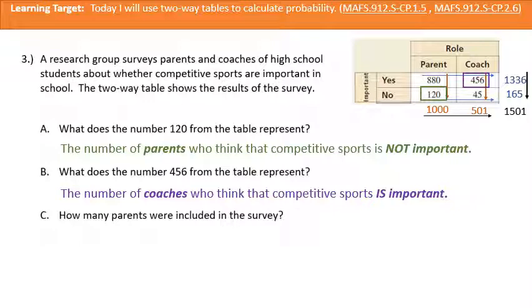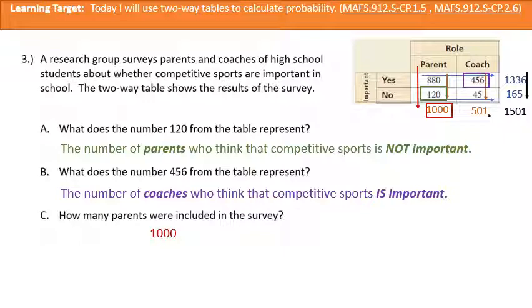Okay, and look at C. How many parents were included in this survey? That would be something that before we'd have to do some work on, but we don't. We've already done that. Look at the parent column. How many parents total took this survey? We already found that number. It's 1,000. So look, 1,000. Boom, we're done. How cool is that? All right, take 2 seconds at the beginning when you set these problems up, and it might save you some time going forward. Okay, are we good?